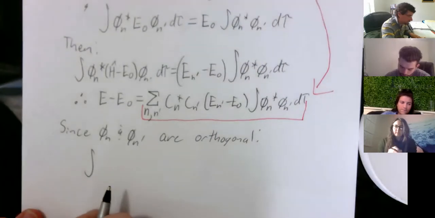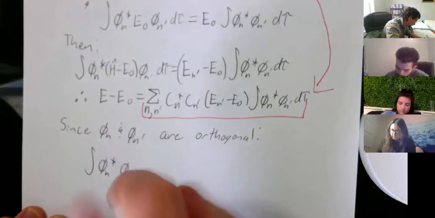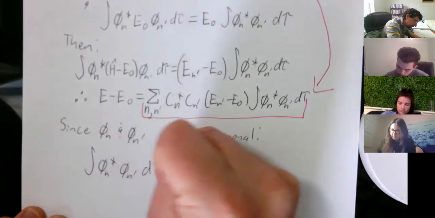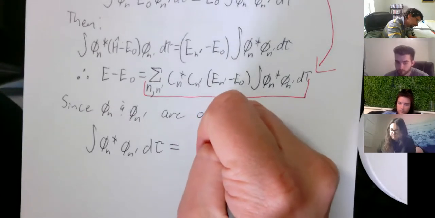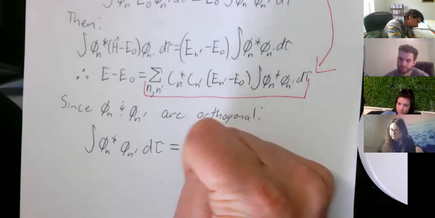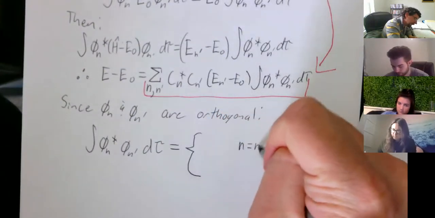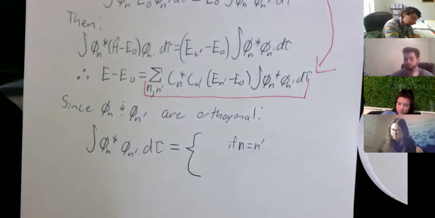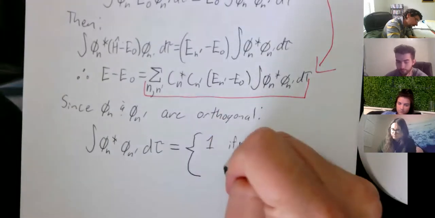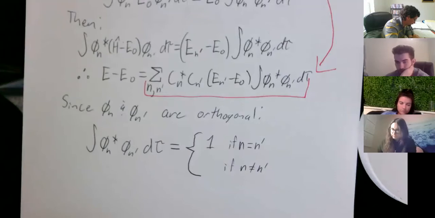so we got the integral n prime d tau. What's this equal to? I guess it kind of depends on if they're the same or not. Okay. If n is equal to n prime, what's the result going to be? 1. Okay. If n is not equal to n prime, 0. Yep.